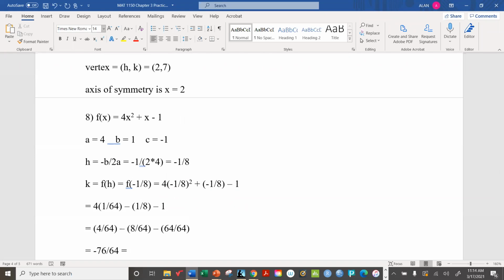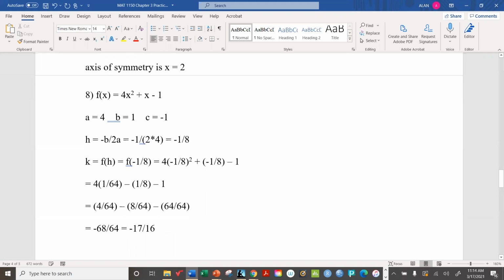If you divide, oh, wait a minute, maybe not. Oh, no, sorry, this is not right. It's not 76, it's minus 68 because this one is positive. 4 minus 8 is minus 4. Yeah, that's better. And this one can then be reduced to negative 17 over 16. Much better.